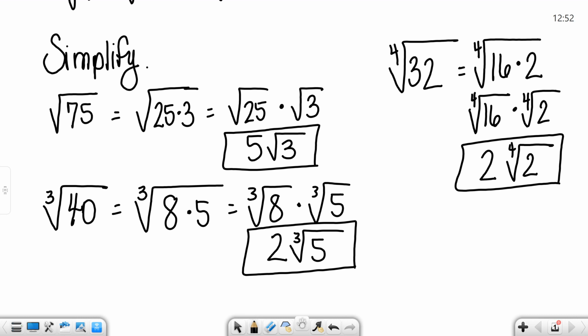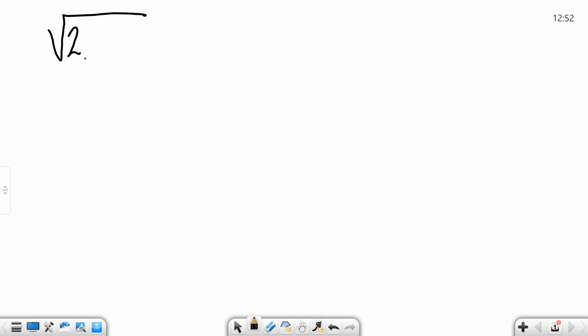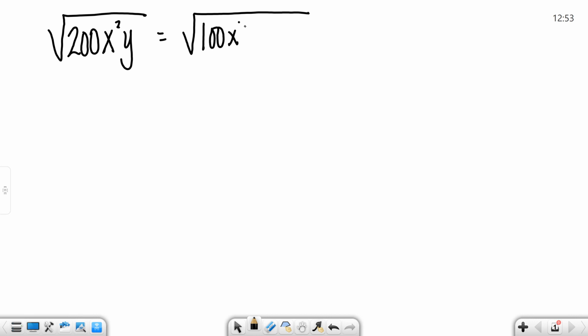All right, let's put some variables in there. Still simplifying. So the square root of 200x squared y. I want to do the same thing. I want to break it down into two things that I can take the square root of one of them, and then maybe I can't take the square root of the other. So I can take the square root of 100. I can take the square root of x squared.